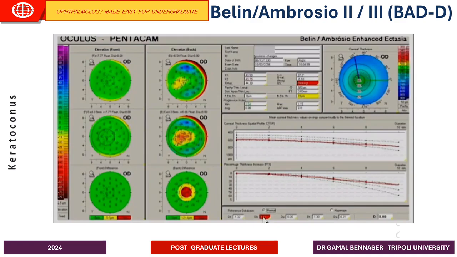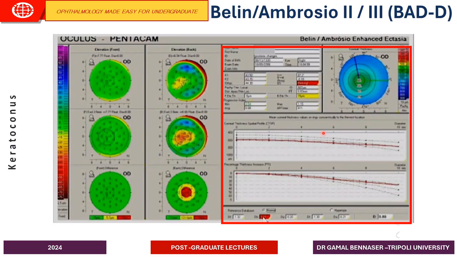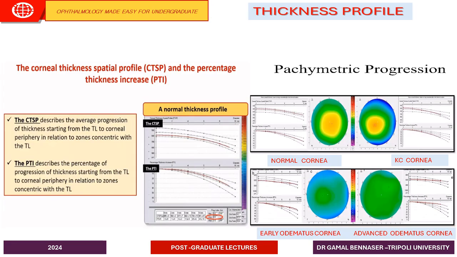Now, after finishing speaking about the first portion of the Belin-Ambrosio display regarding the elevation maps, we will come to the second portion, which is the thickness map or the pachymetry map, and we will speak about the thickness profile and the spatial thickness profile. The thickness profile, which is the second portion of the Belin-Ambrosio display, describes the changes in the corneal thickness within the central 6 millimeter zone, and studies the profile of thickness starting from the thinnest point of the cornea in concentric rings up to the periphery.